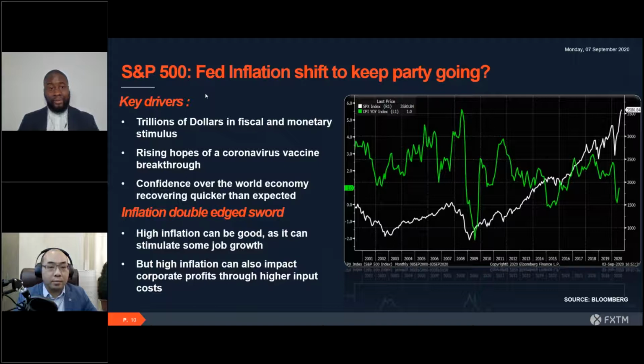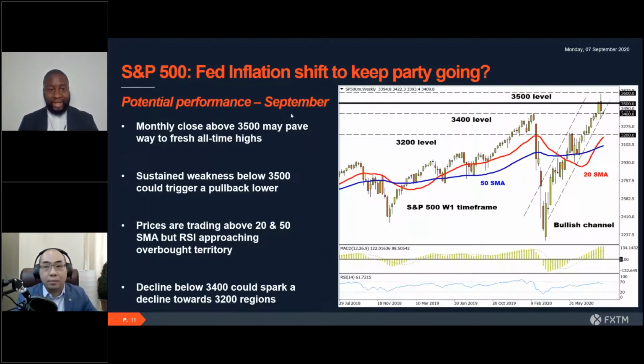So I've got the next chart of the S&P 500, titled Fed inflation shift to keep the party going. Speaking of things purely technical, we see that the S&P 500 has actually been on a tear in 2020. It's been amazing. There have been consistently higher highs and higher lows. Talking more technicals, on the simple moving averages, prices are trading above the 20 and 50 simple moving average, while on a bullish time frame, prices are actually respecting a bullish trend.